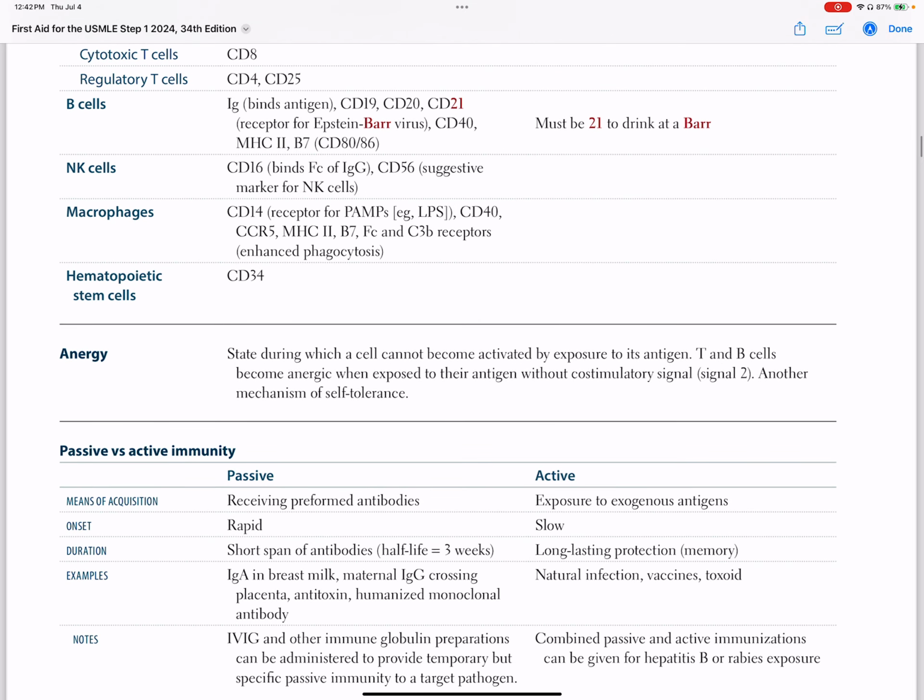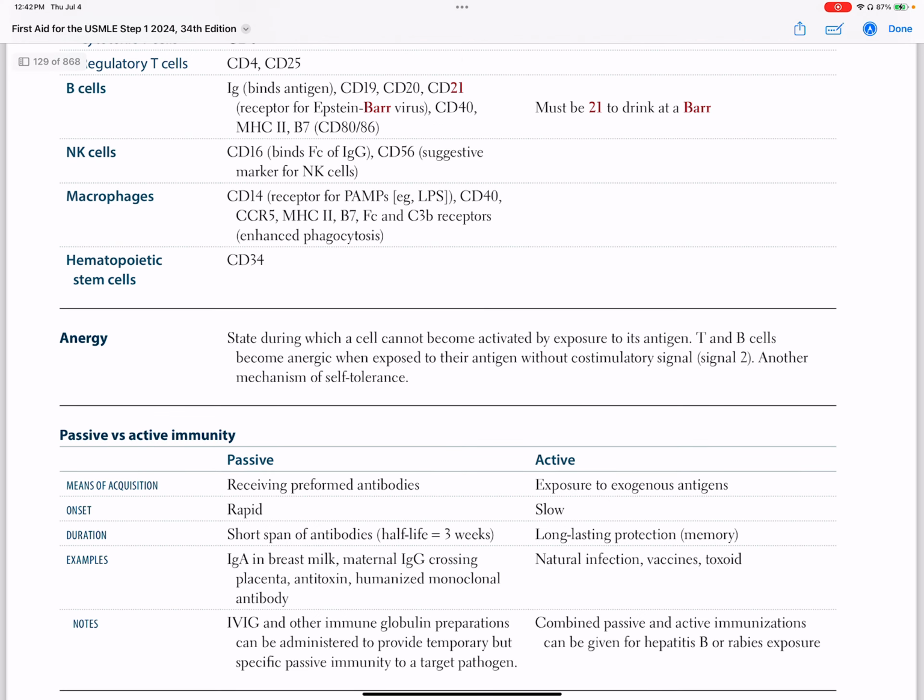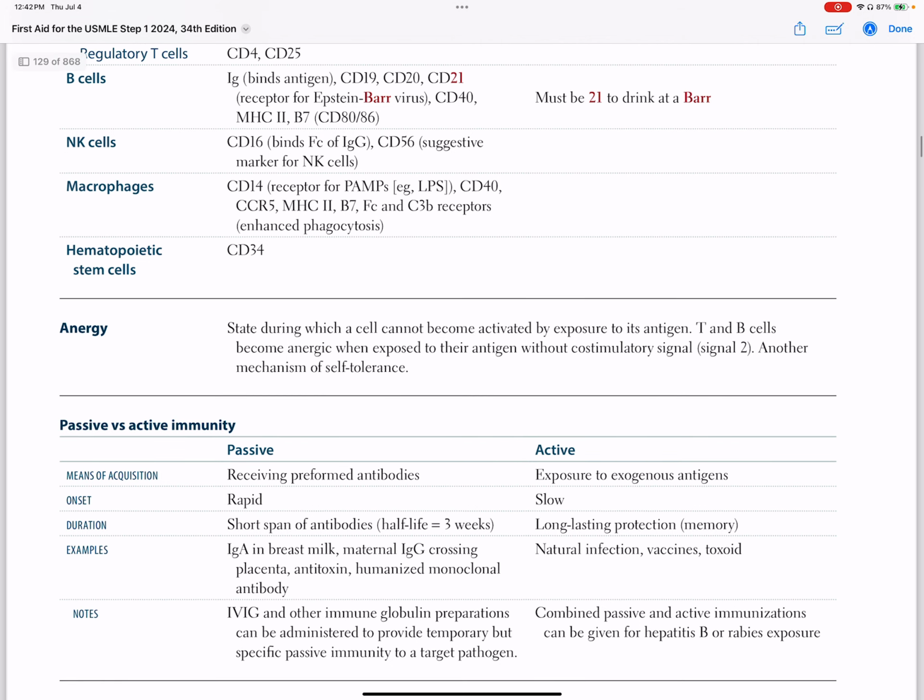NK cells: CD16 binds Fc of IgG, CD56 is a suggestive marker for NK cells. Macrophages: CD14 receptor for PAMPs, that is the LPS, CD40, CCR5, MHC2, B7, and Fc and C3b receptors enhance phagocytosis. Hematopoietic stem cells: CD34. Anergy is a state during which the cell cannot become activated by exposure to its antigen. T and B cells become anergic when they are exposed to their antigen without a co-stimulatory signal.